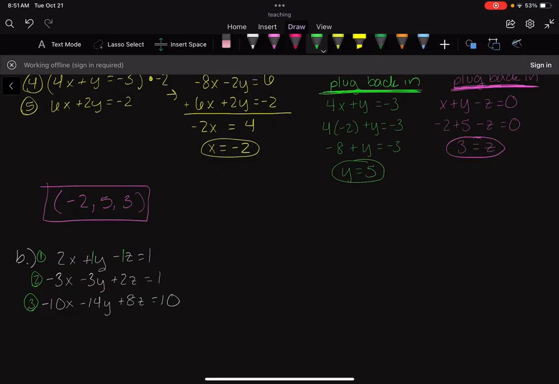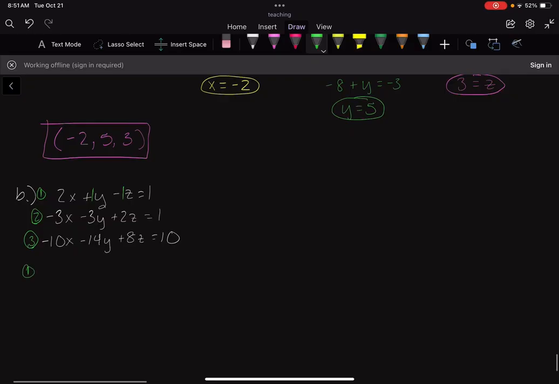Now, if I look at my y's, I know that I can multiply the first equation by 3 to cancel out with the second. But I'm going to have to multiply by 14 to cancel out with the third. And that just might get a little too big. I notice with my z's, I can cancel out 1 and 2 by multiplying the first one by 2. And if I multiply the first one by 8, which is just a little smaller, I can cancel out the third. So that's what I'm going to choose to do.